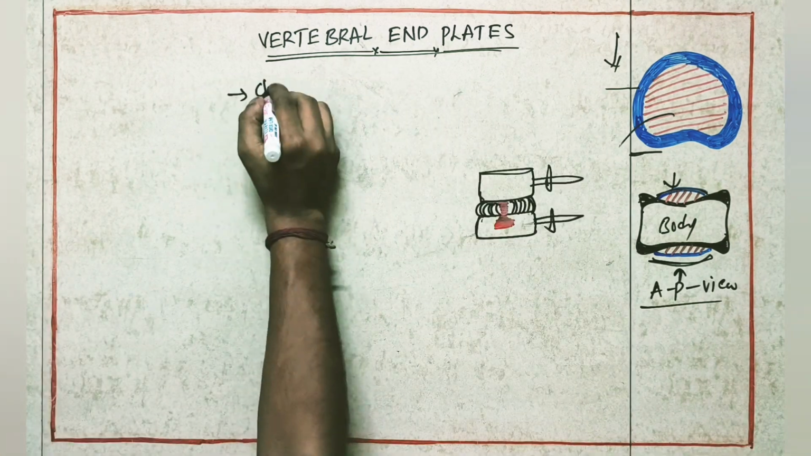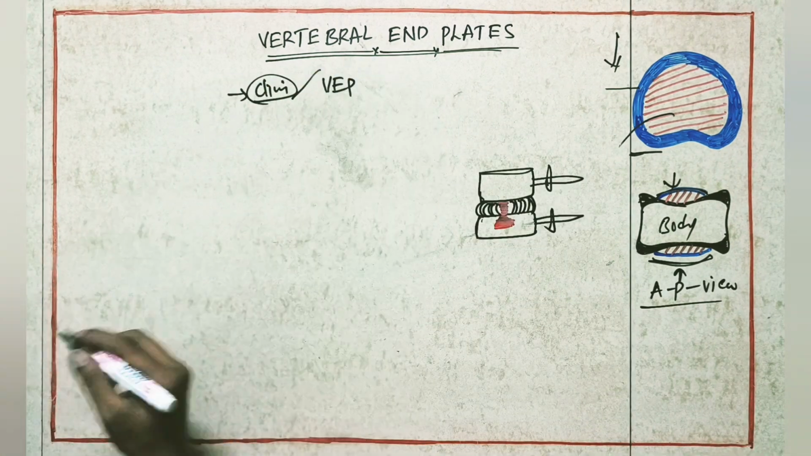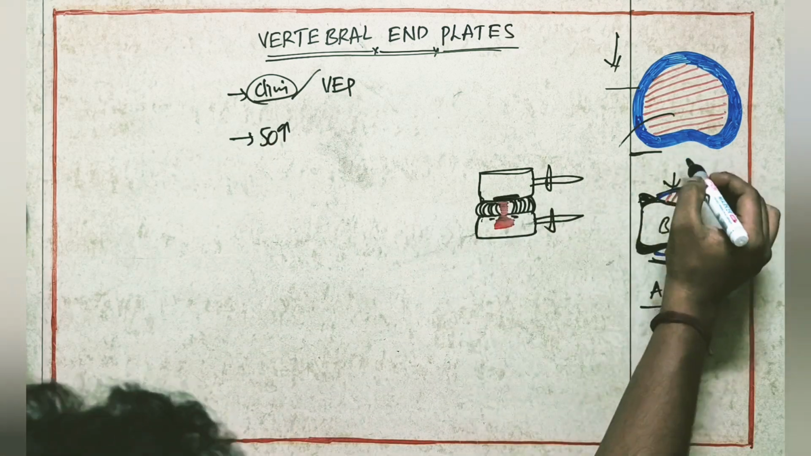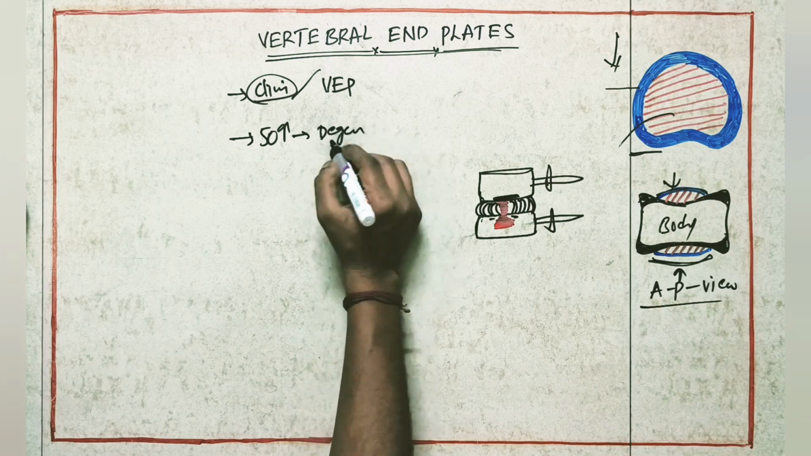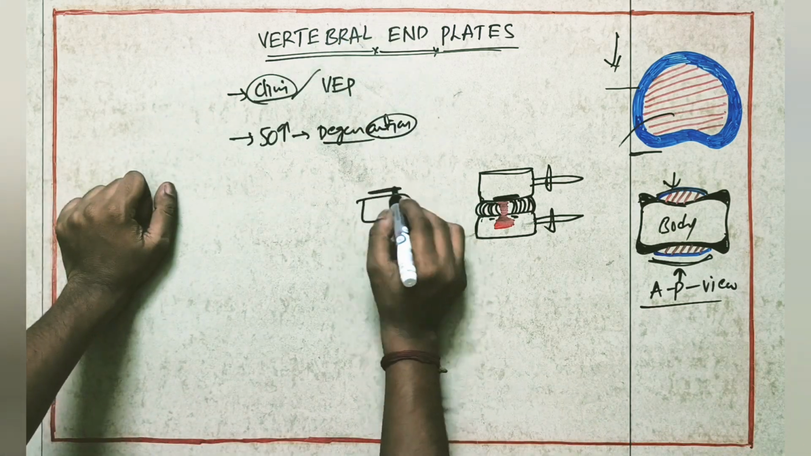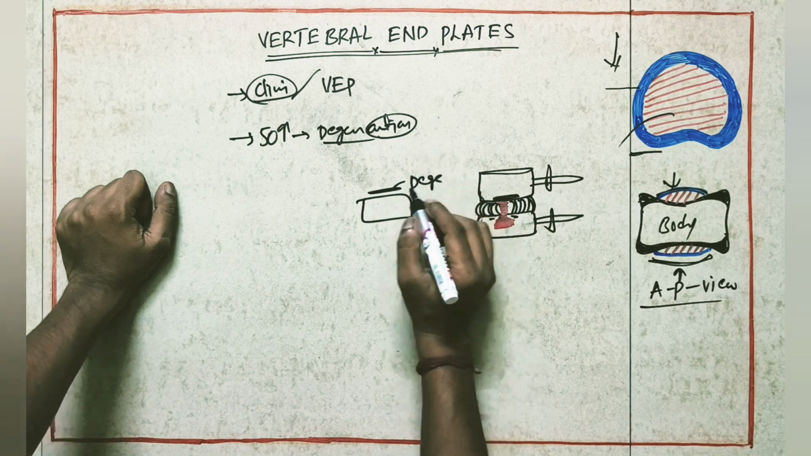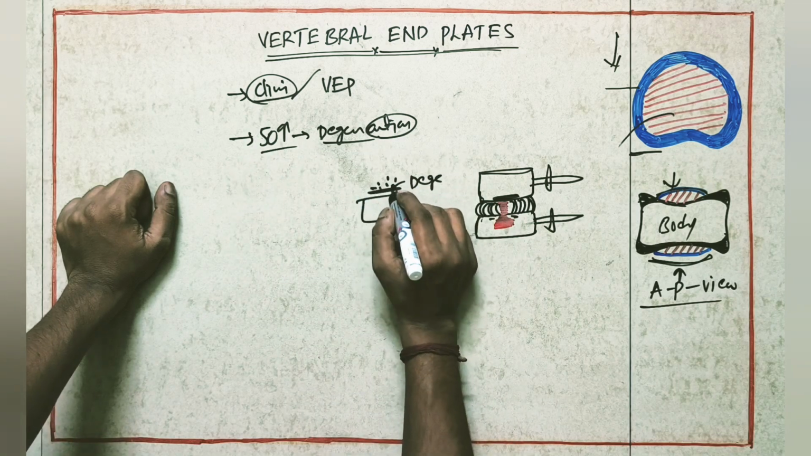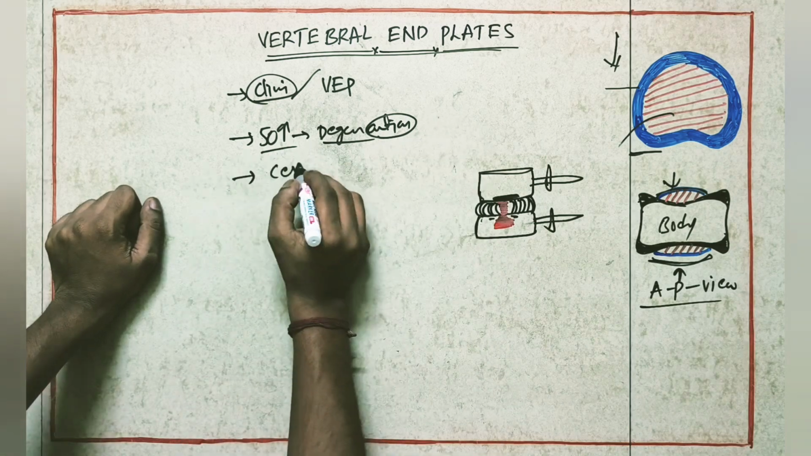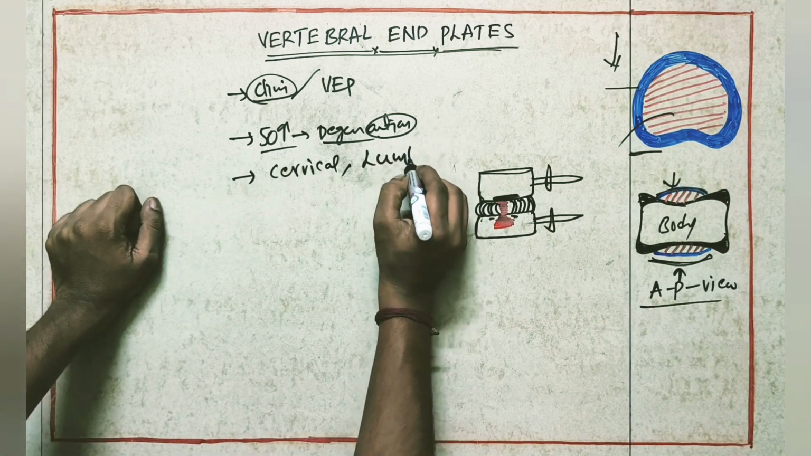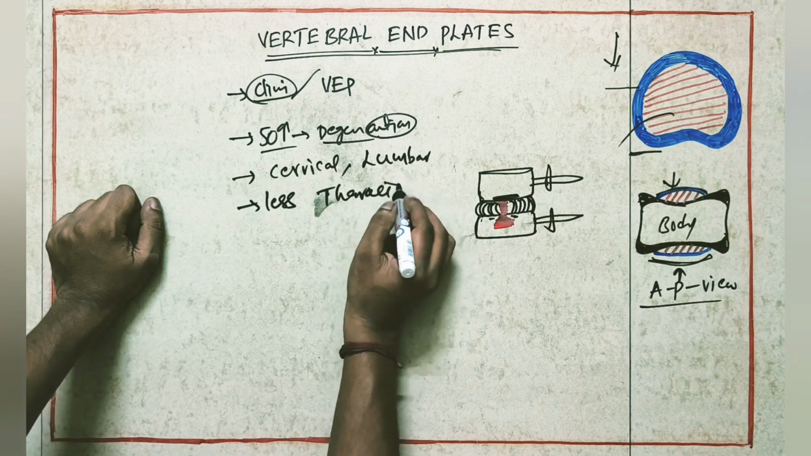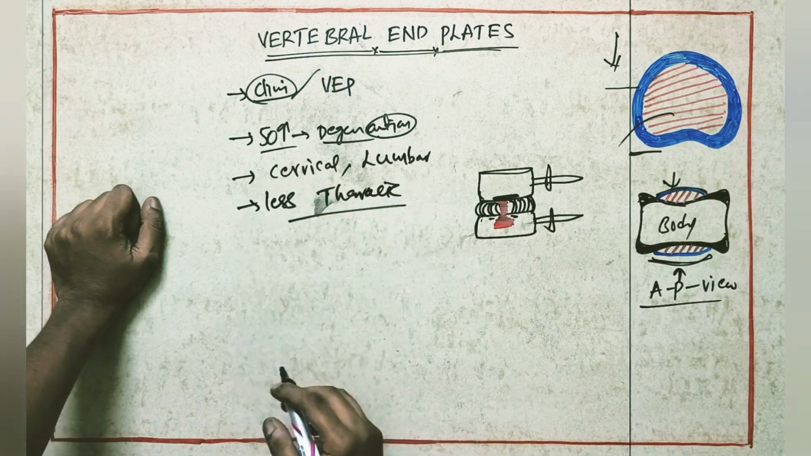And one more clinical point about these vertebral end plates. After 50 years of age, these end plates are going to degenerate. Suppose you take one vertebra, here the end plate is going for degeneration. Because of that degeneration with the aging process, it is going to divide into patches. These kind of patches we can see most commonly in the cervical region and lumbar region, and less commonly in the thoracic region. So this is about the degeneration of the vertebral end plates.